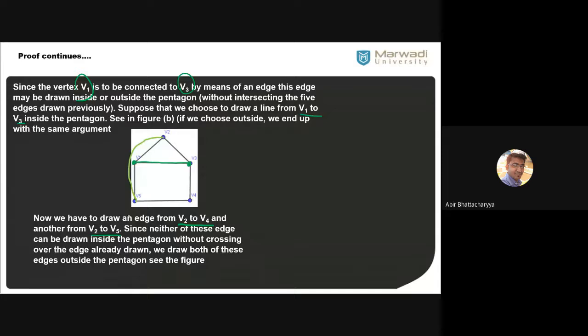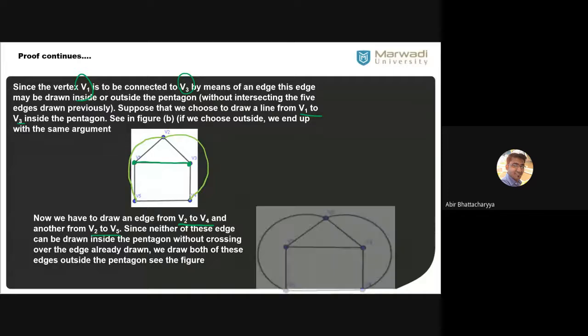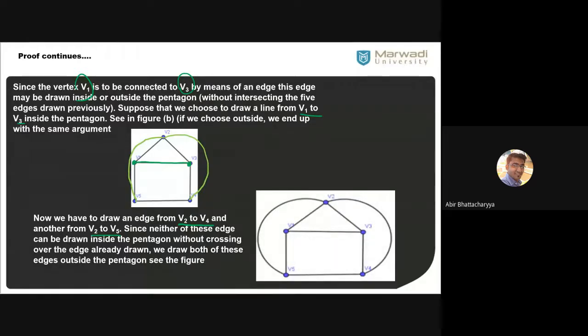without edge crossover, right? Similarly, we can join this without edge crossover, right or wrong? So that is your next step. Look at this. We'll join them without edge crossover from outside.